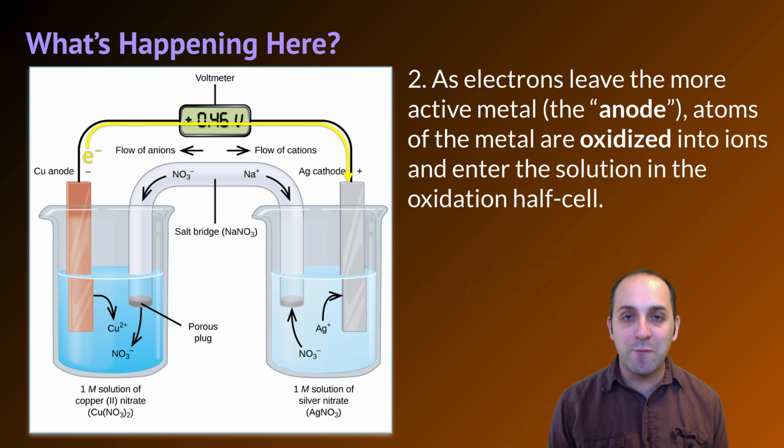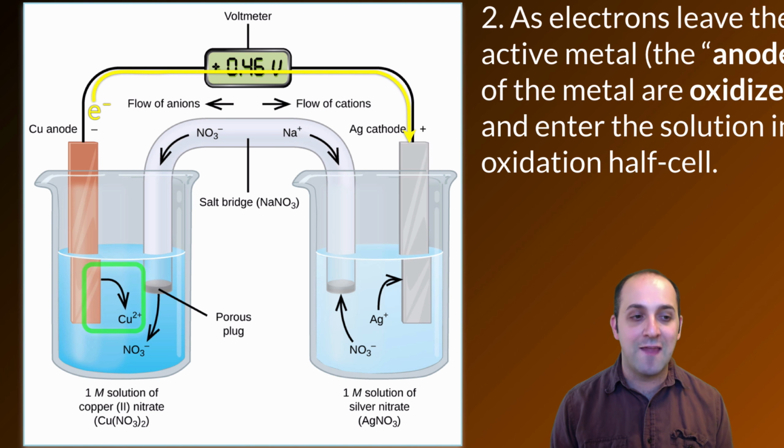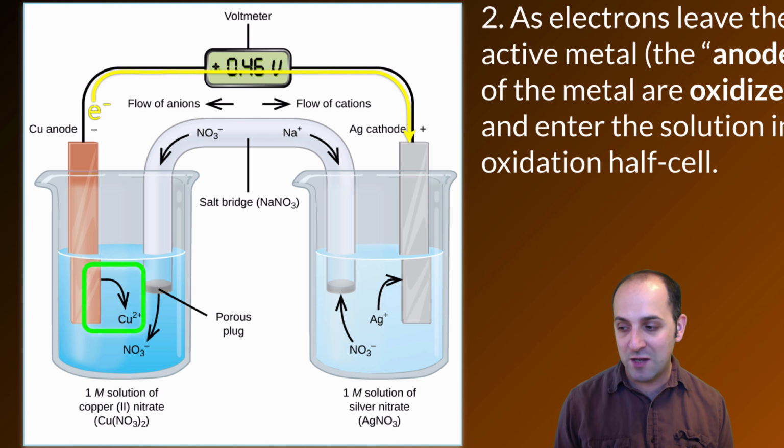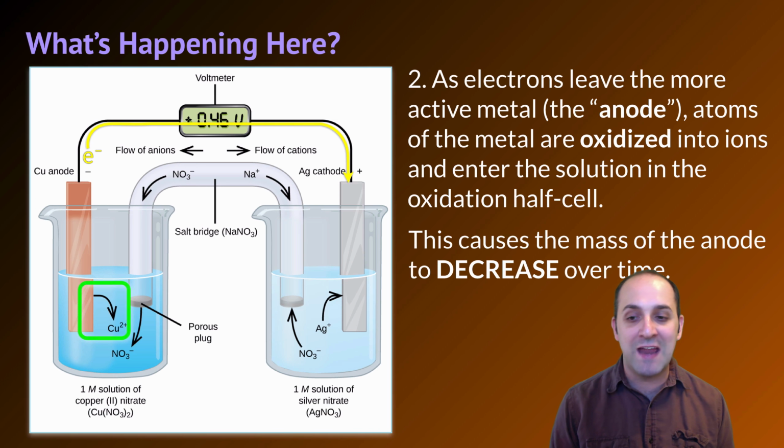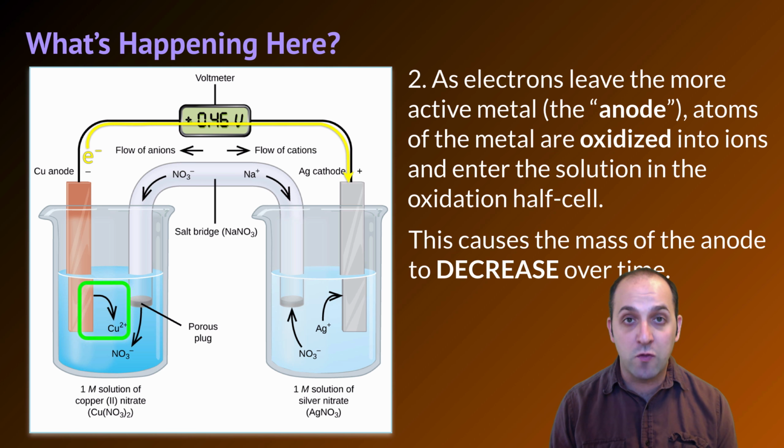As copper atoms produce electrons, they are oxidized and they become ions entering into the solution. As the cell runs, that's going to cause the mass of the anode to decrease over time. It's not because the electrons are leaving and going through the wire to silver. It's because atoms on the surface of the copper electrode are losing electrons, becoming ions, and moving into solution.